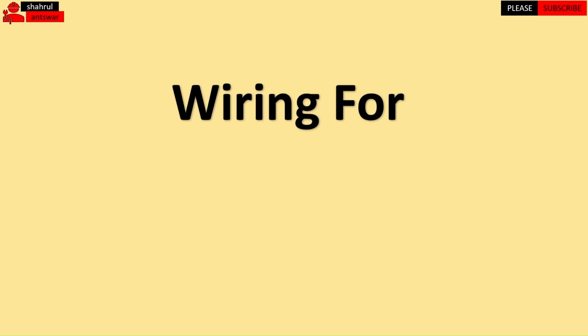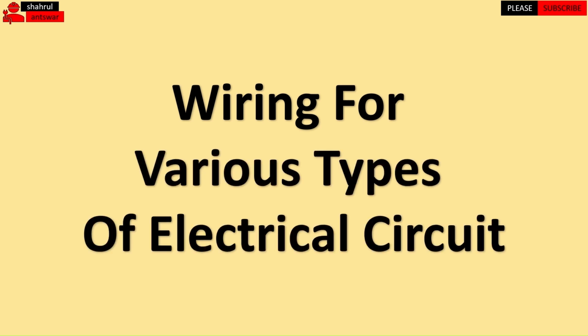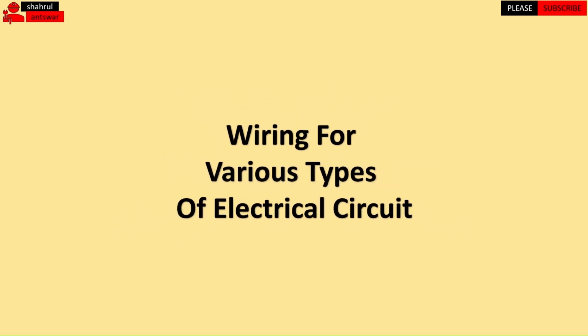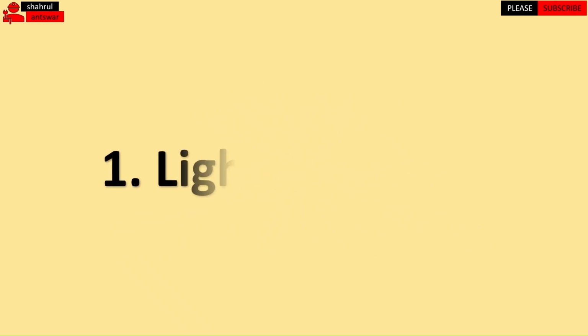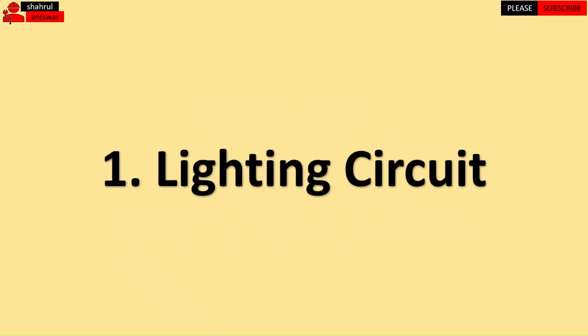For this video, we are showing the wiring for the various types of electrical circuit. Number 1 is the lighting circuit.